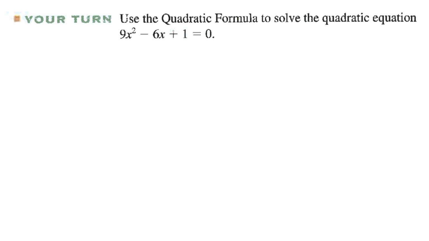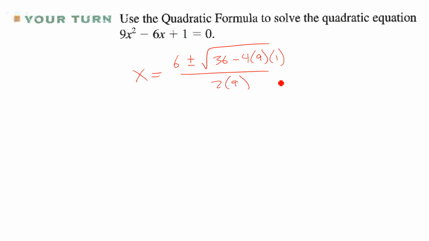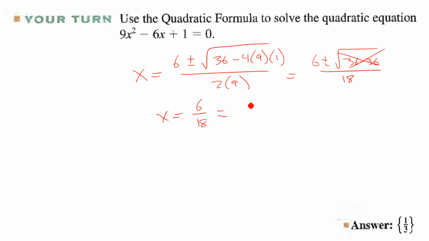All right, last one for you. Give this a shot. x equals negative b plus or minus the square root of b squared minus 4ac all over 2a. I'm going to go straight to 36. This is 6 plus or minus the square root of 36 minus 36 over 18. 36 minus 36 goes away. So we have x equals 6 over 18, which is just 1/3 repeated root. All right, that's it for 1-3.